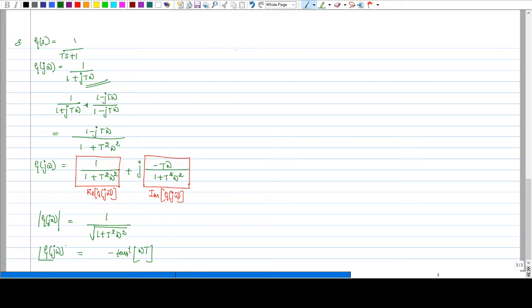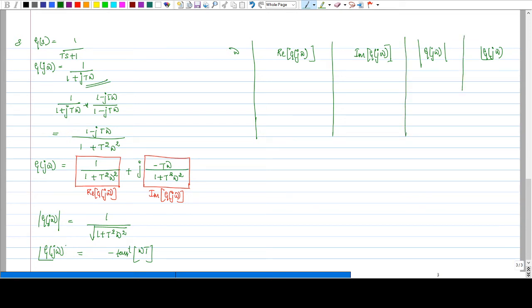Similarly, as in the previous case, we will tabulate it. So omega, real part of g of j omega, imaginary part of g of j omega, magnitude of g of j omega, and angle of g of j omega. So now here we will vary omega from 0 to infinity. But now we will have one more case, that is when omega is equal to 0. When omega is equal to 1 by t, we will take this cutoff frequency also. And when omega equal to infinity.